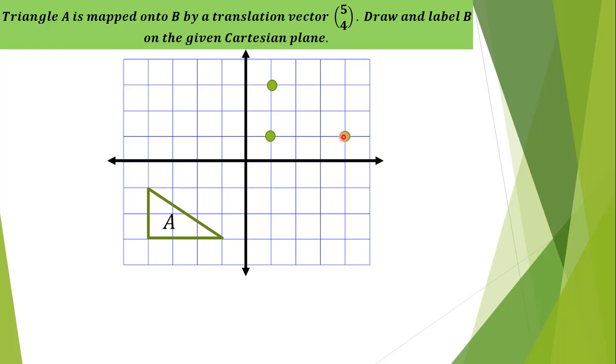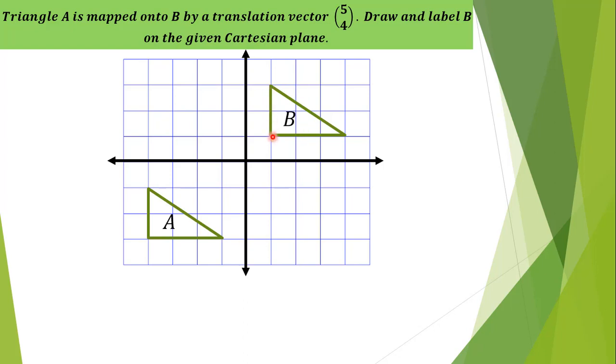Now students, this triangle A after translation with the vector (5, 4) will have its image as B, and the new position of this triangle B will be in the first quadrant.